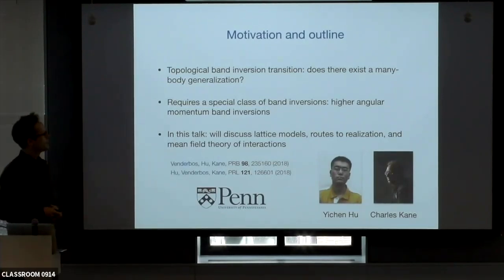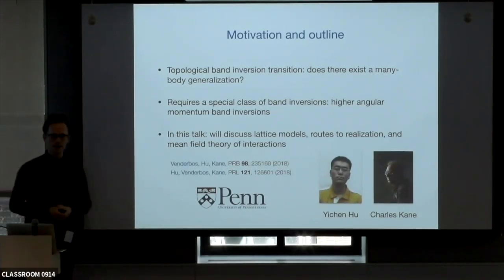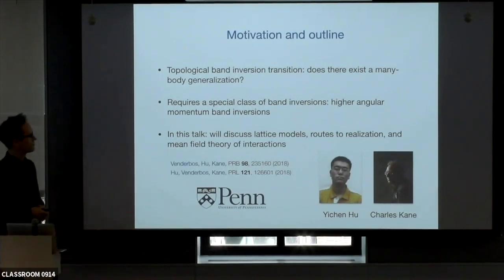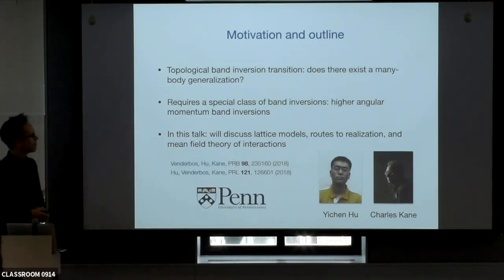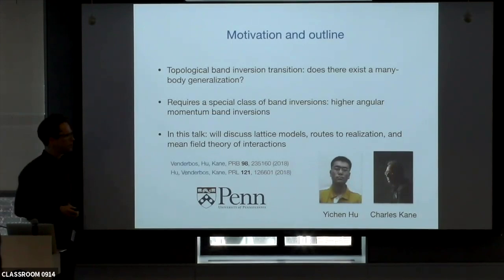And so we were motivated in part by the question, does there exist some notion of a many-body generalization of this band inversion transition? And so what we realized, and what I'll try to argue, is that this requires a special class of band inversions, which we call higher angular momentum band inversions, for which interactions are expected to determine the fate of the transition. And so in this talk, I'll basically introduce that, and I'll also discuss some lattice models that would realize these higher angular momentum band inversions, which might then point to at least some routes of possible realizations.